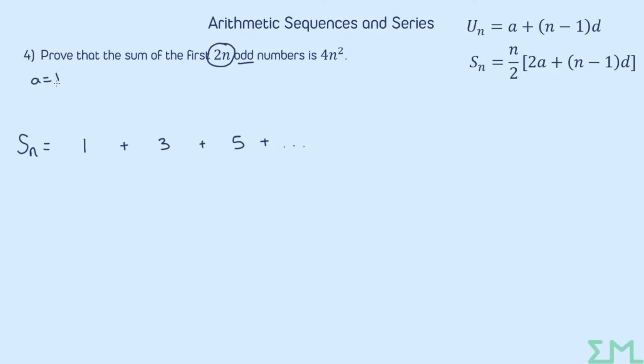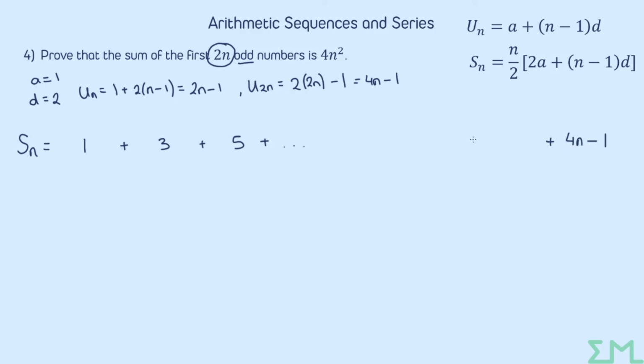So a is 1 here, d is 2, the un therefore is 1 plus 2 lots of n minus 1, which would be 2n minus 1. Okay, so if we look for u2n then, so that we know what the 2nth number in this sequence is, then we would do 2 lots of 2n minus 1. So I'm just substituting in 2n in place of n in the formula, and we would get 4n minus 1. So the very last term is going to be 4n minus 1.